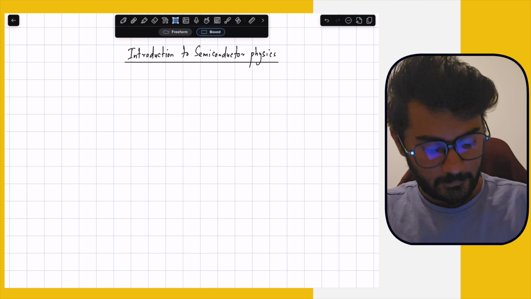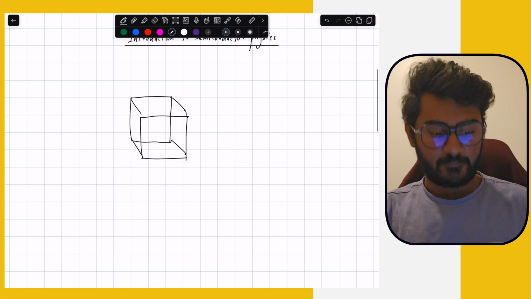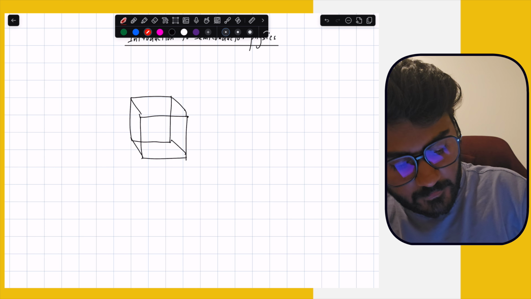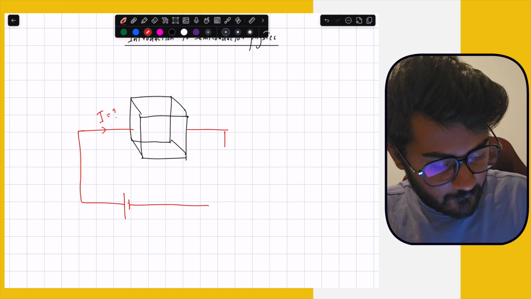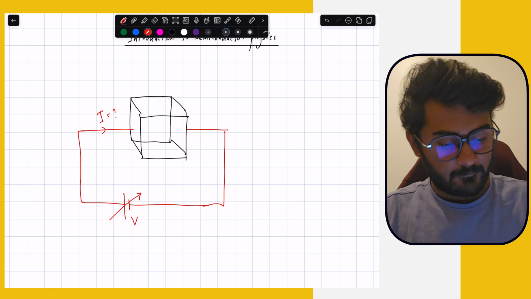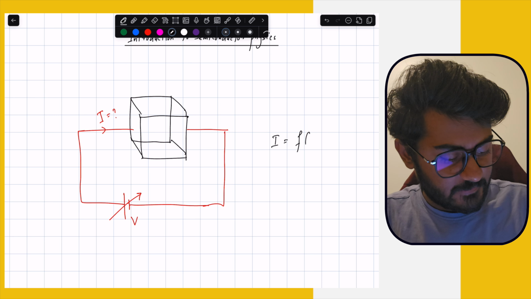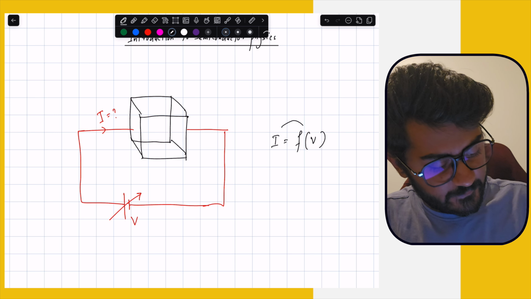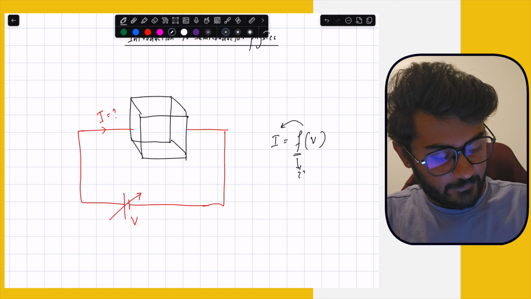We are given a block of semiconductor, and the objective is to find how the current changes through the semiconductor as I apply a varying voltage across it, right? In other words, I have to find the function that maps this voltage to current. So this is what we are trying to find.